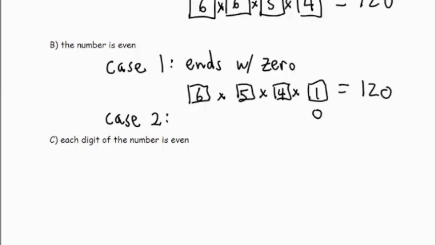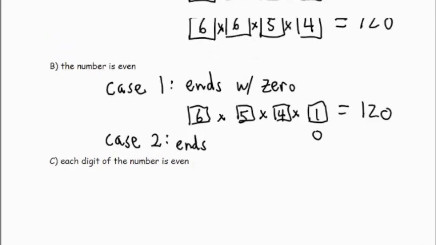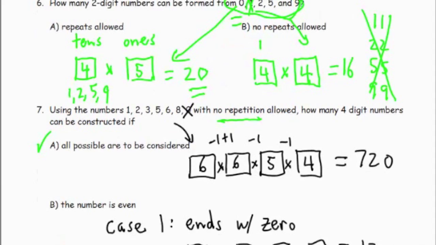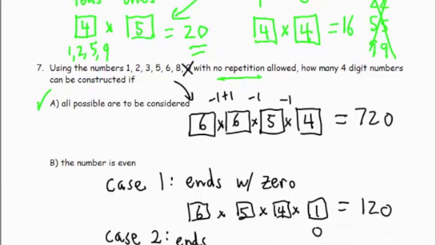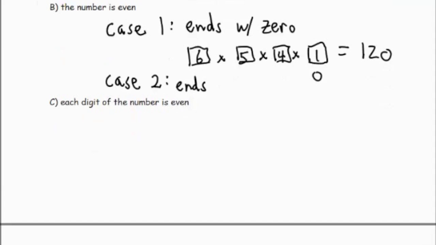What's going to be the other case? Well, we could do a case for each of the possible endings, but the numbers that end in non-zero numbers will have the same number of cases. So we can combine those into one. And I have to remember what numbers we have. We've got 1, 2, 3, 5, 6, 8. So case 2 ends in 6 or 8.